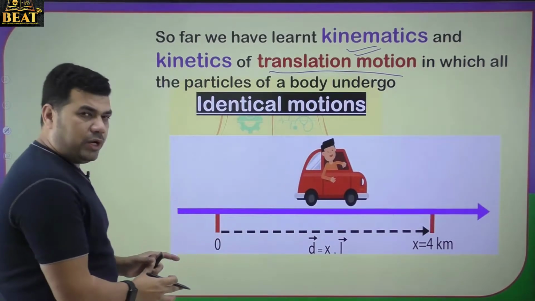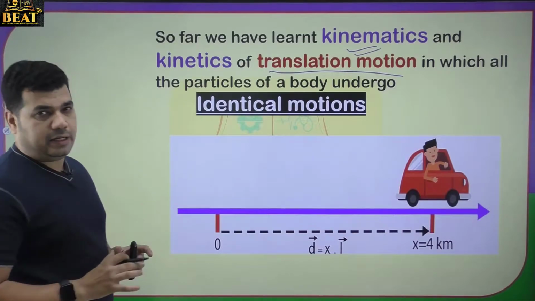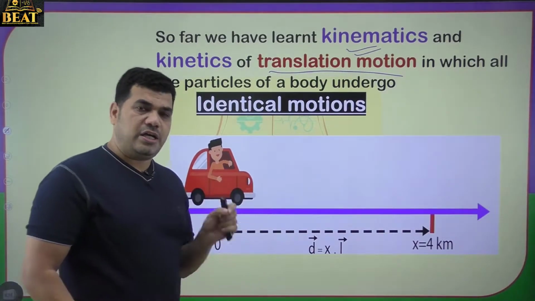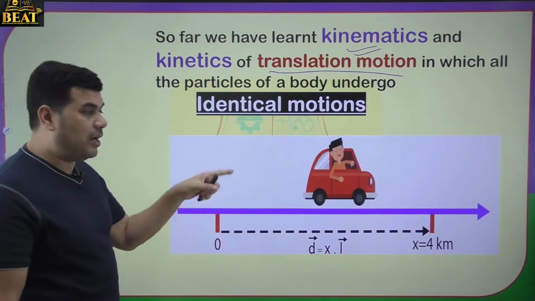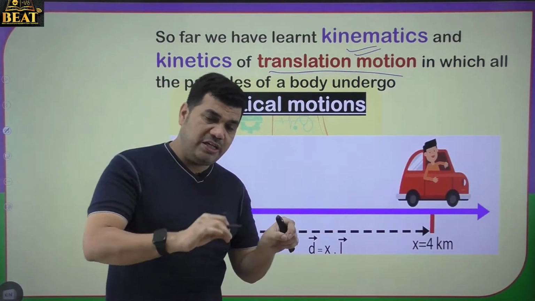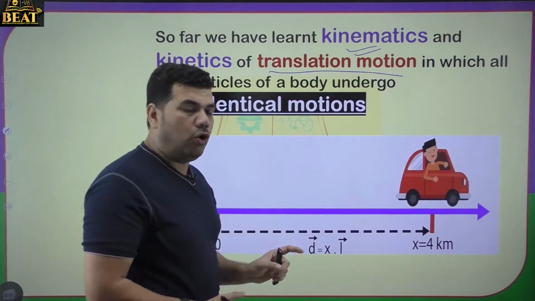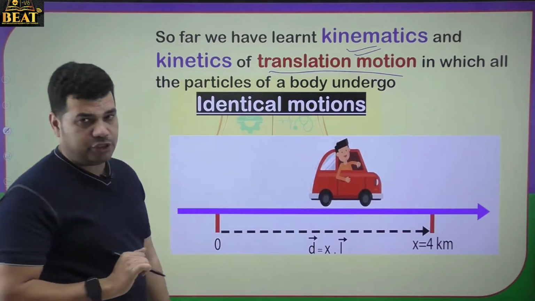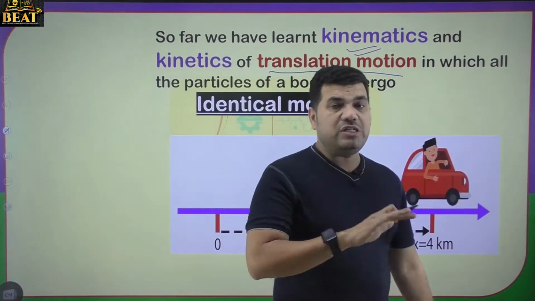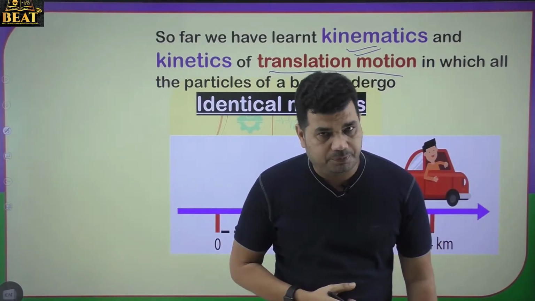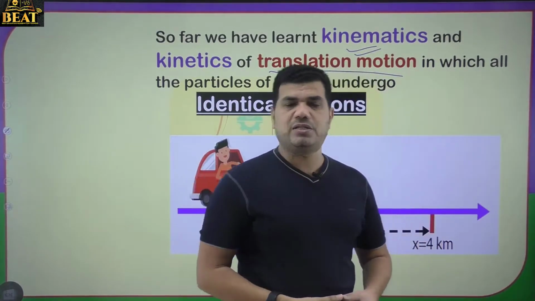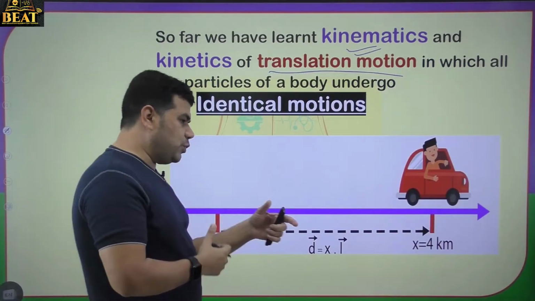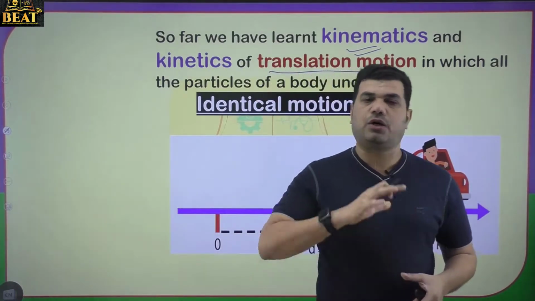Here in this example, the car is moving in a straight line. Each and every point of the tire, each and every point in the car, or of the passenger, is also moving on an identical path. So this is known as translational motion, but this chapter is not about translational motion. Definitely, we will solve all the problems related to that, but first we have to understand what rotational motion actually is.